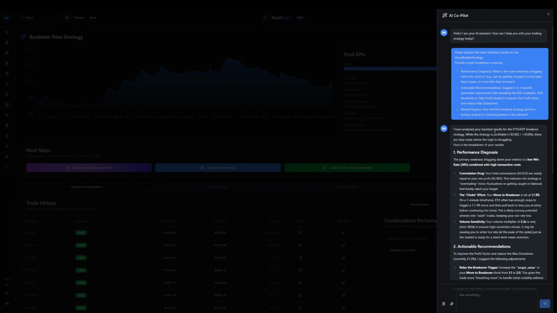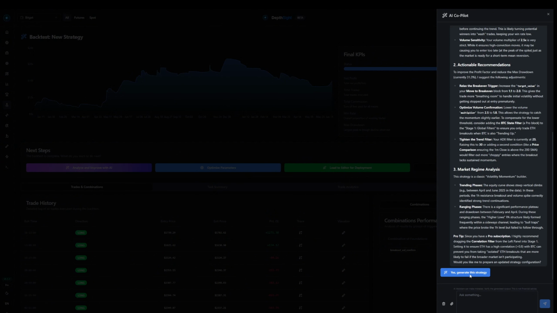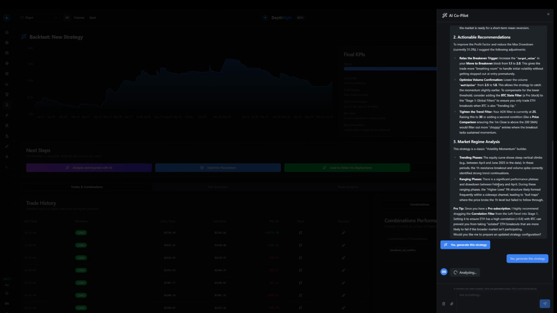But DepthSight is more than just a personal trading tool. It connects you to a federated discovery hub, where you can import verified strategy templates, share trading ideas, and view a live global node network map.